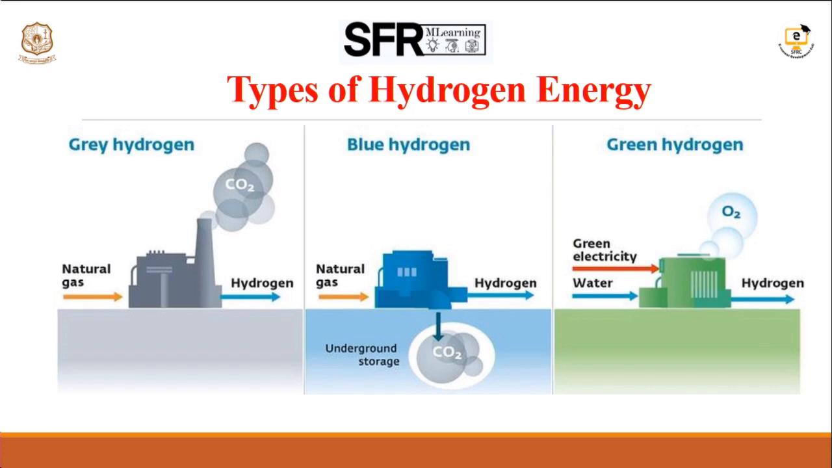Then the second one is blue hydrogen. Here natural gas is used as input, with underground storage of the carbon dioxide produced in the process. Then the third one is green. Here green electricity and water are used as input to produce the green form of hydrogen. Then O2 is liberated as an output.